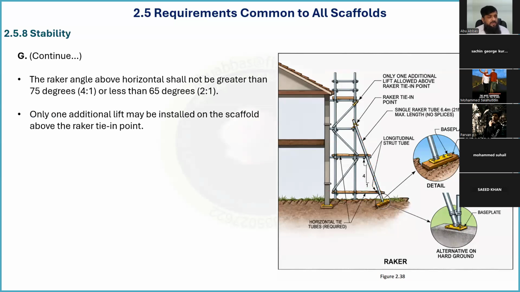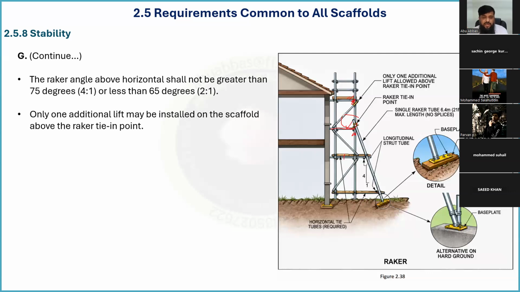Only one additional lift may be installed on the scaffold above the Raker tie-in point. So if the Raker is here, okay, this is the last thing we can use. Or even if it is here, that's the last thing we can use. Means if it is here, that is the next lift. So if it is above, like here, above the lift, then the next lift can be. If it is somewhere here, then this is the last lift. Above the Raker, only one lift.